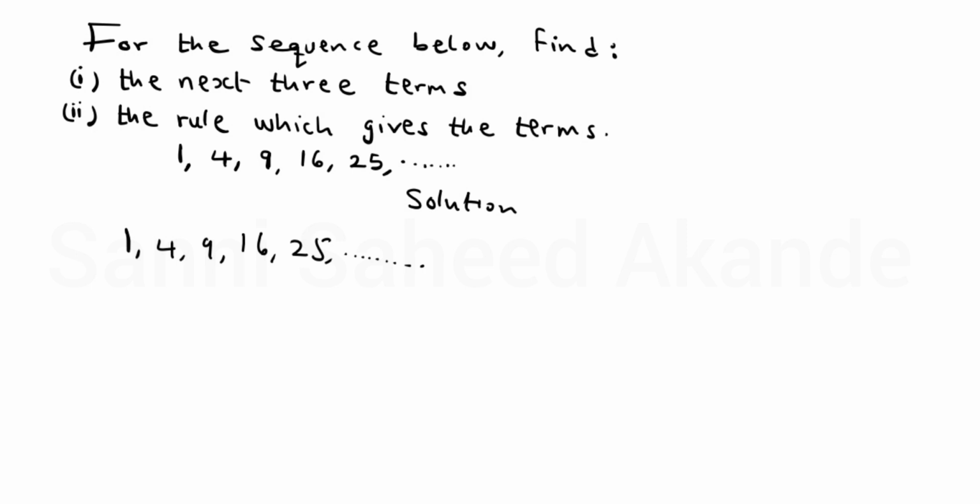Square root of 1 is 1. Square root of 4 is 2, so it's a perfect square. 9 is also a perfect square. 16 is also a perfect square, and then 25 is also a perfect square. You will see that all these listed numbers are perfect squares. Understood? So for me to now know the next 3 terms, let me write here Roman figure 1.